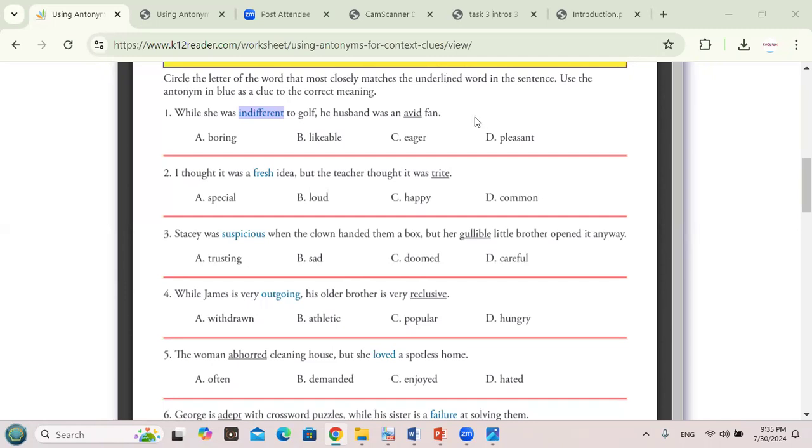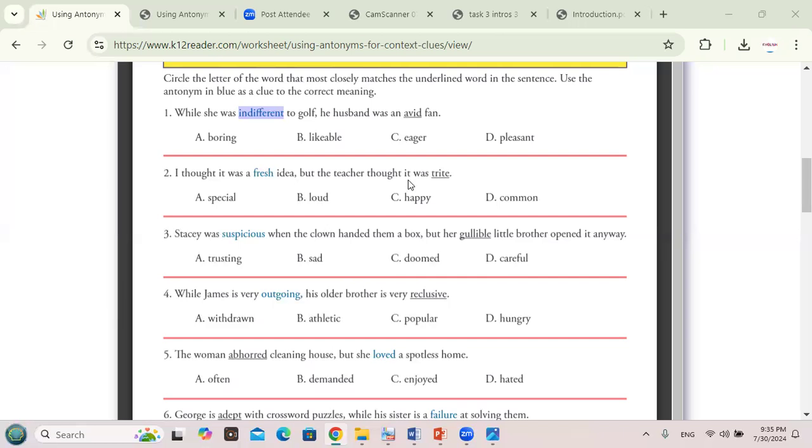So here we have the word avid. An avid reader means a person who reads a lot. An avid listener means a sincere listener. An avid fan means a fan who truly likes it. So she doesn't care about it, but her husband is an eager fan. He likes it so much.